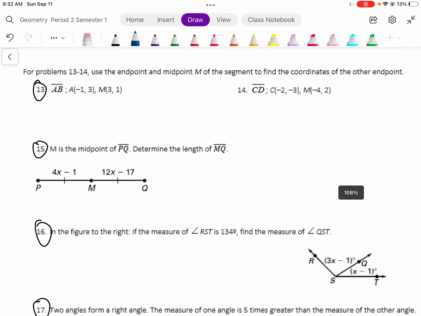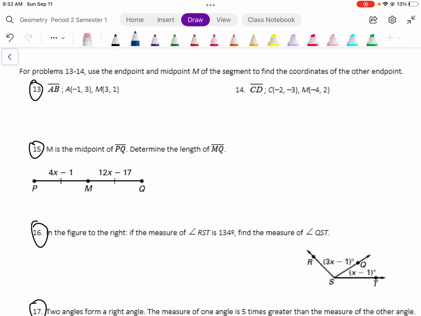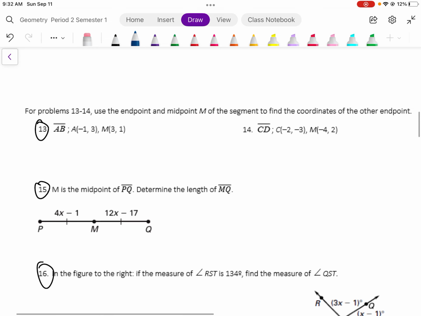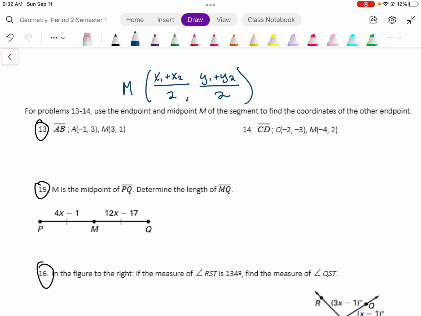If we look at the second page, for 13 and 14, we're using the endpoint and midpoint M of a segment to find the coordinates of the other endpoint. For this one, there's two different ways that you could do it. The first way is using the midpoint formula, which we used in class, where you're adding those two x coordinate points together and then dividing them by 2 to find your midpoint coordinate.